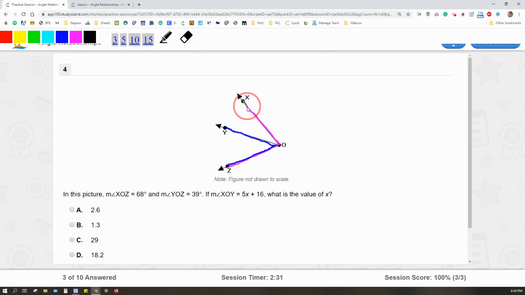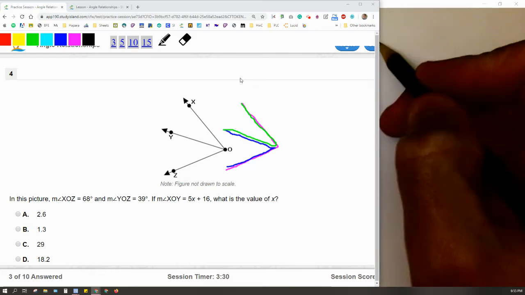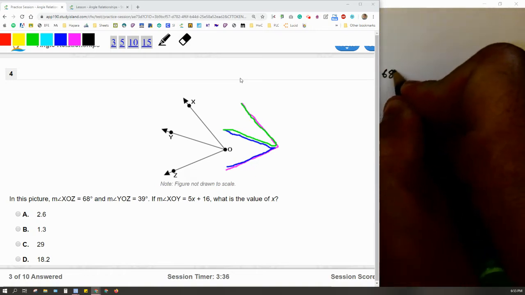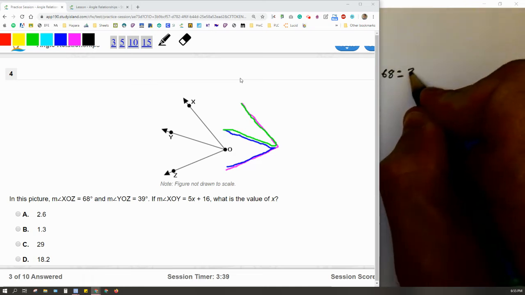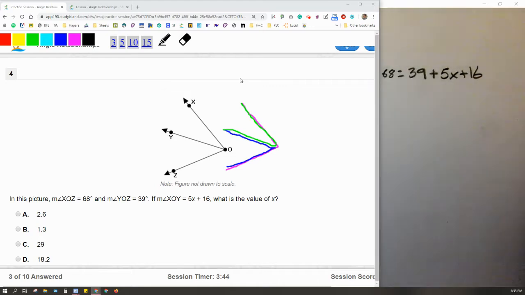We got X, O, Y. So XOY, you see the green one, and YOZ, the blue one, make up together what the pink one makes, XOZ. So the green one plus the blue one have to equal the pink one. So we're just going to write an algebra equation that says that. Okay, here we go. Sorry for moving my diagram there. You got XOZ is 68, so 68 degrees is equal to YOZ, which is 39, plus 5x plus 16. Because 5x plus 16 is XOY.